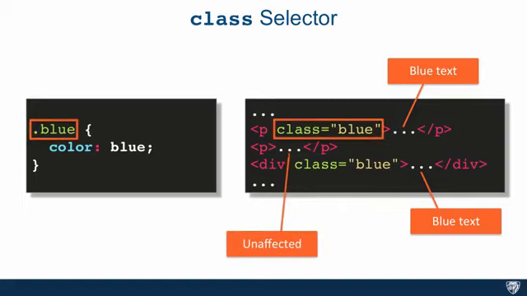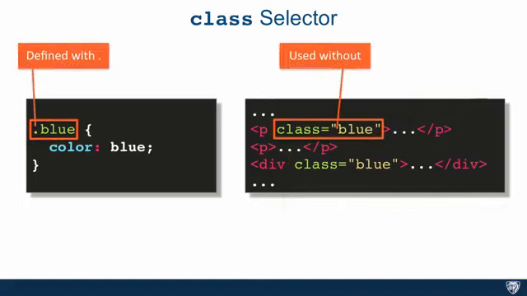Note the difference between the way you define a class and the way you use the class. You define the class always with a dot in front of the name. There cannot be any space between the dot and the name of the class, in this case no space between the dot and the word blue. However, when you use the class, you don't use the dot in its name. You just use its name. So here we have the paragraph tag with class equals blue without the dot in front of it.